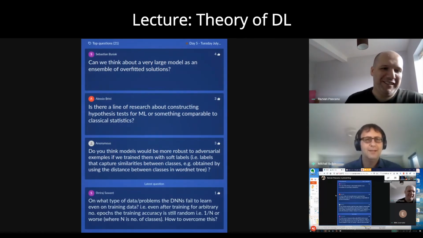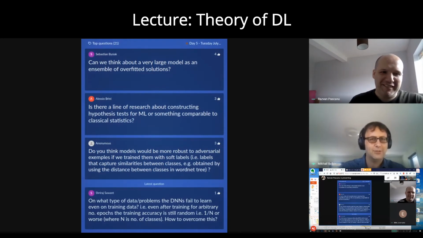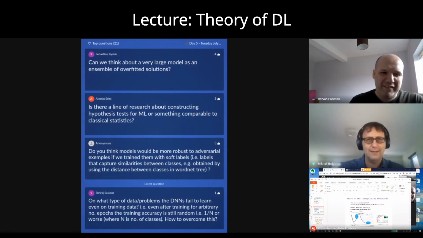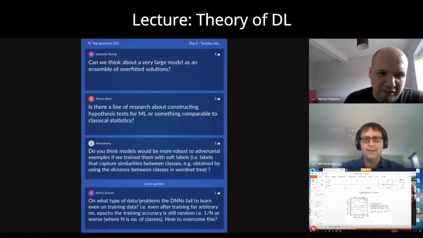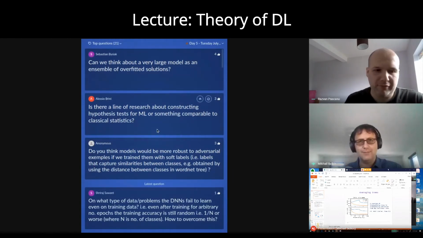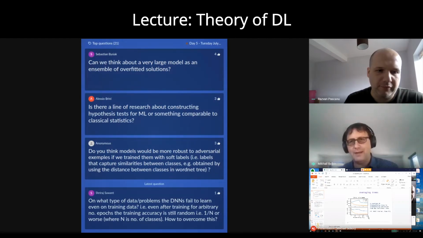Next question: can we think about a very large model as an ensemble of overfitted solutions? That's an excellent question. Let me just show you a picture. I skipped this, but I like that picture a lot. This is something called PERT, a perfect ensemble of random trees. If you take a bunch of trees, each of which fits the data exactly, each one of the trees generalizes pretty poorly. But when you average them, you get an interpolating classifier that is much better than any individual tree. I think this is very similar to what's happening with big networks, although it's an informal connection. But yes, I think this is a useful way to think about it.